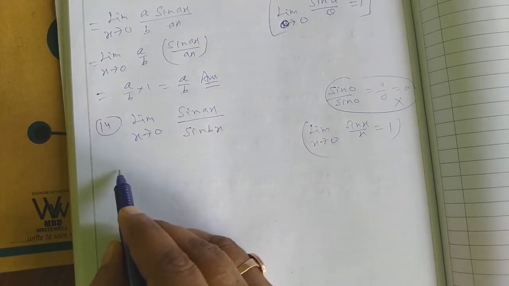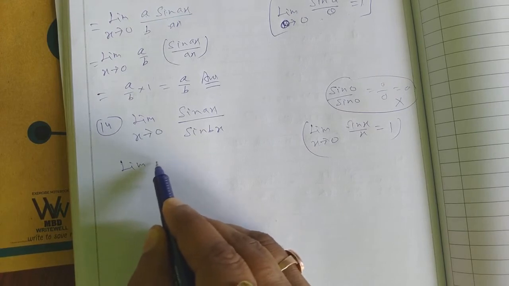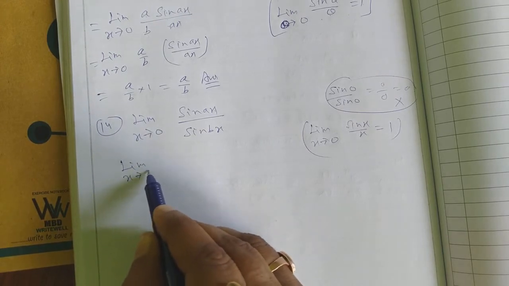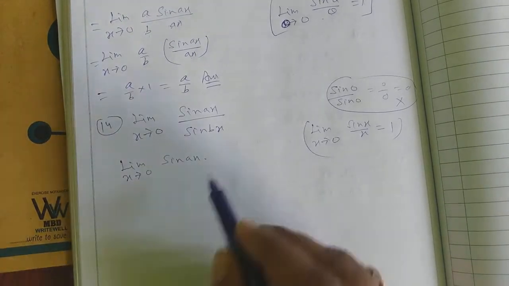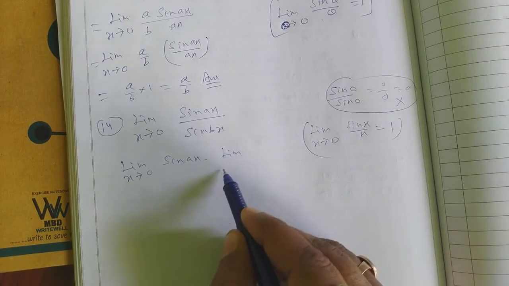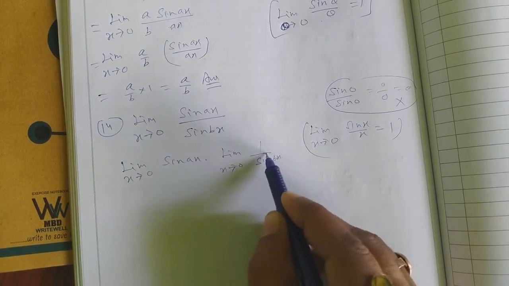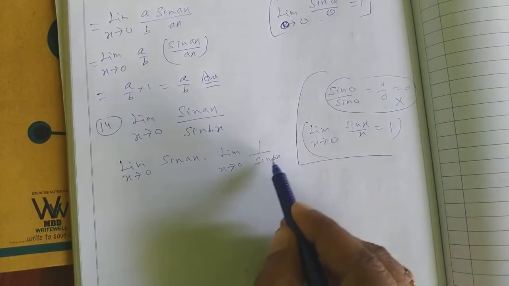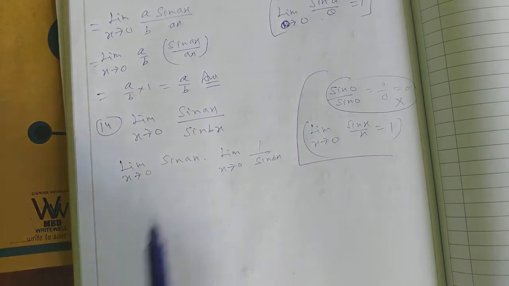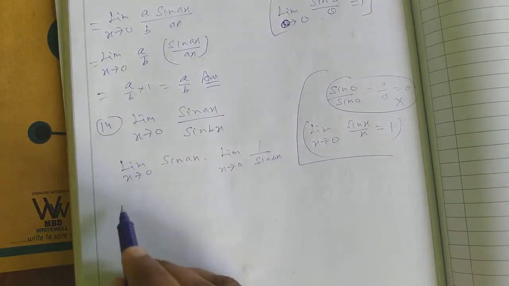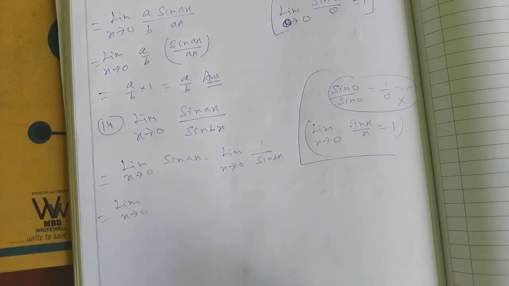So now you will solve here limit x tends to 0 of sin ax, and then again you can write here limit x tends to 0 of 1 upon sin bx. The numerator write in this form and the denominator write in this form. Then you make one identity here, one identity here. So then convert it.